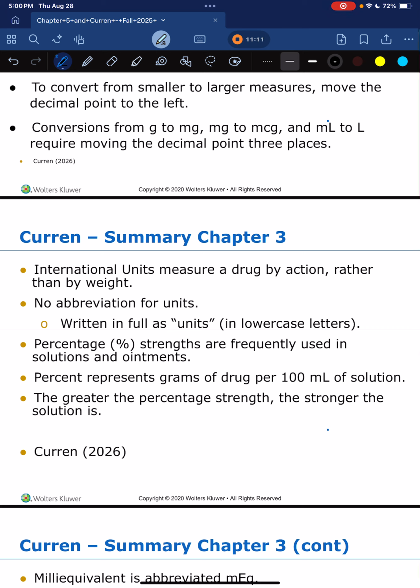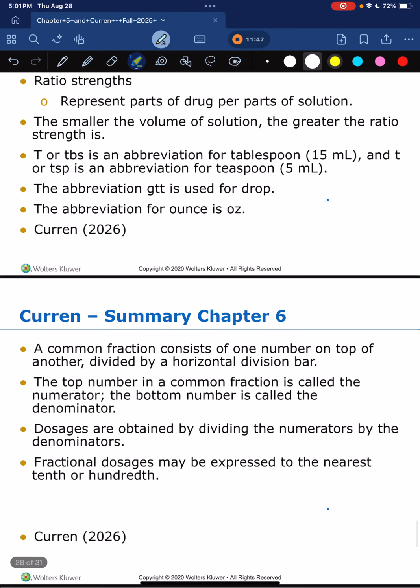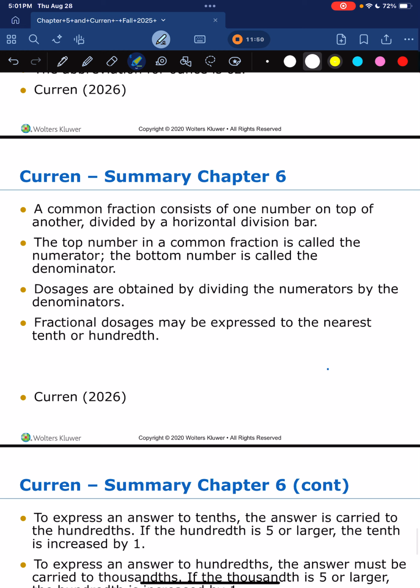We didn't talk a lot about concentrations of medications, but percentages of strength of your medication are important to take note of. Percentages are calculated by the number of grams per 100 mLs of solution. That's considered your percentage of strength. And the greater the percentage, obviously the stronger the drug is. I'm going through these quickly because we have a lot of nomenclature here that we've talked about.